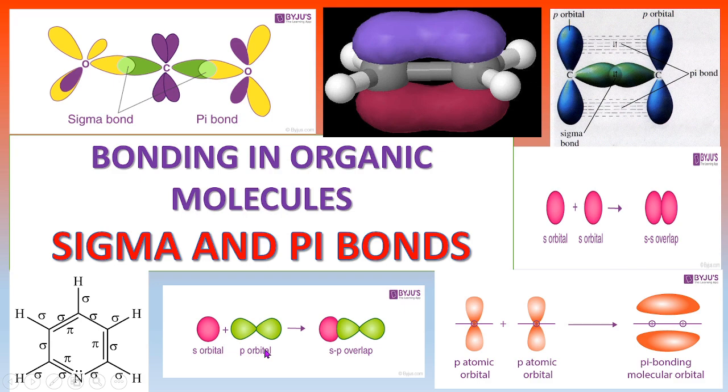Sometimes s and p orbitals overlap, this is also a sigma bond. But whenever p orbitals overlap, this is the formation of a pi bond. So just by the front page, it will let you know how the sigma and pi bonds are formed. So let's start the video.